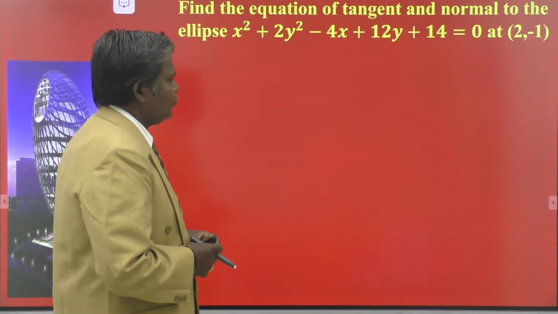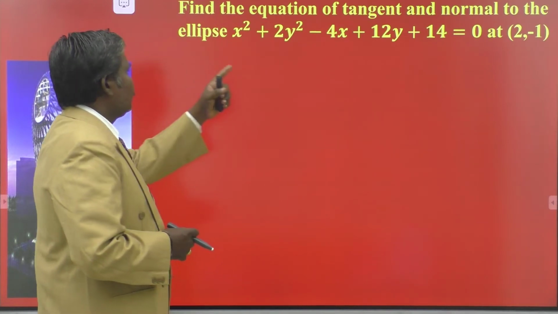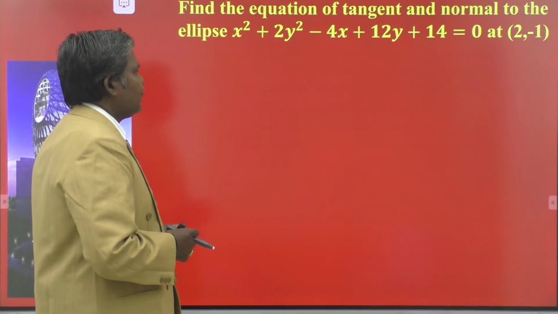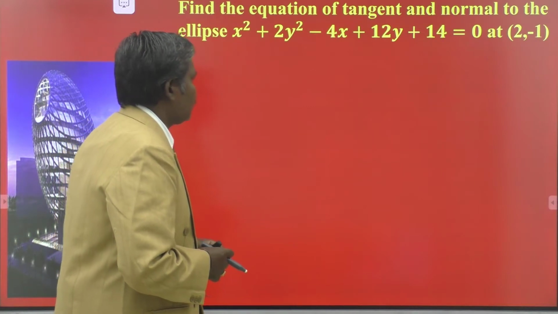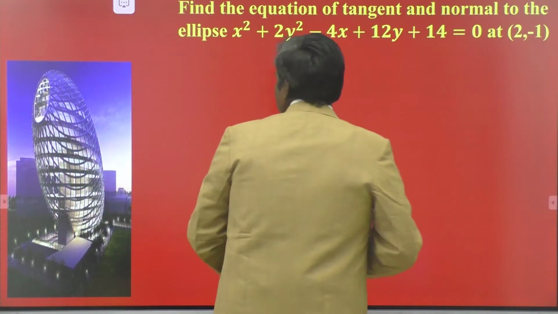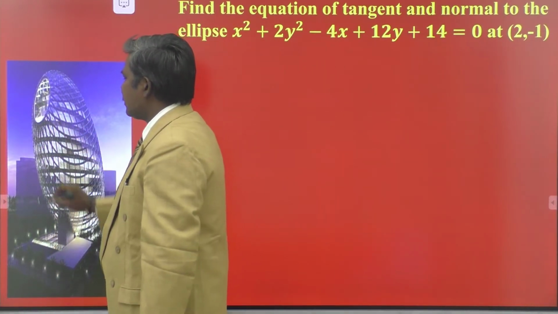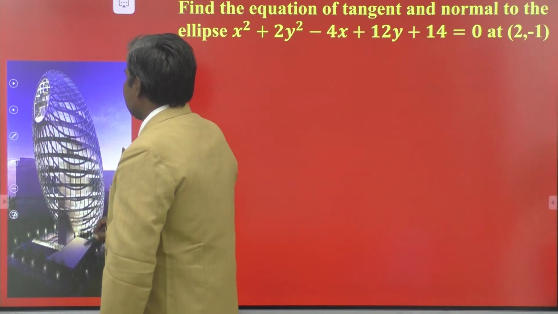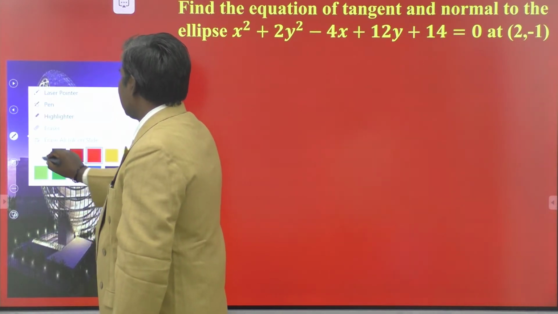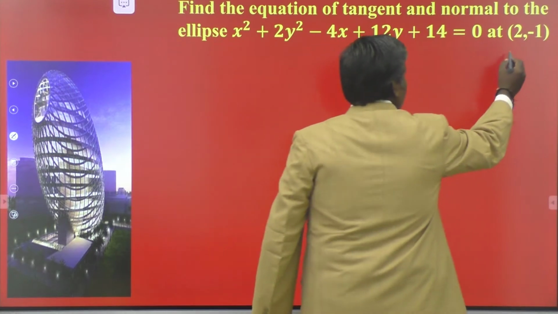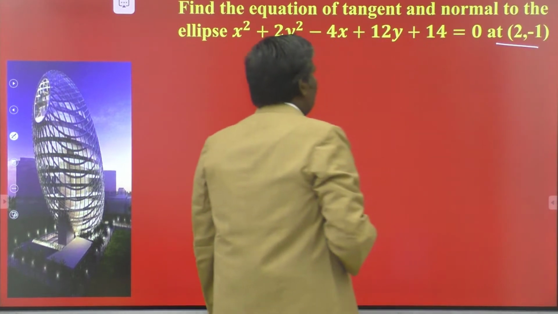This is the question. Find the equation of tangent and a normal to the ellipse at the point (2, minus 1). So from the question itself, it indicates the particular tangent. Am I correct or not? So the point is given to you. Your point is (2, minus 1).